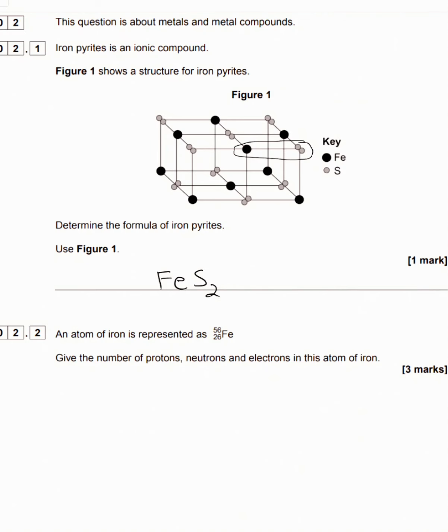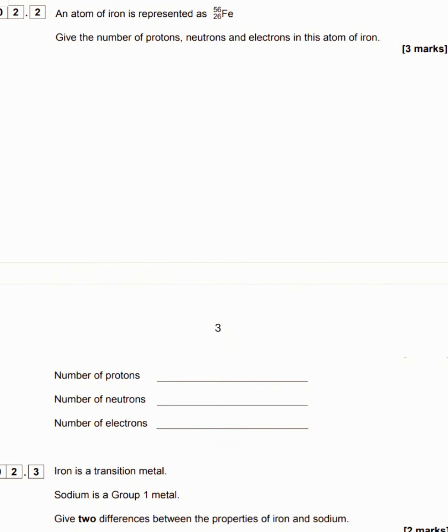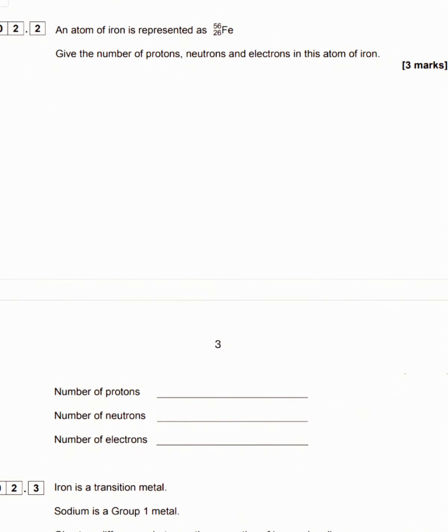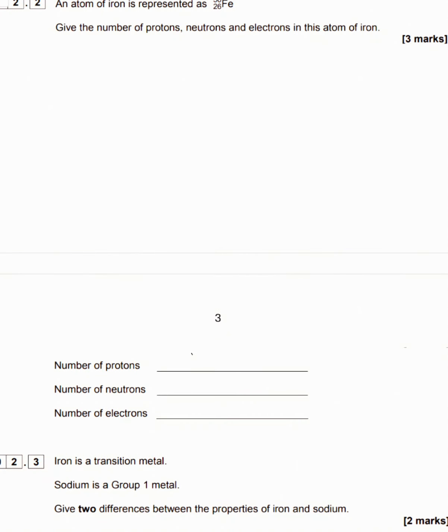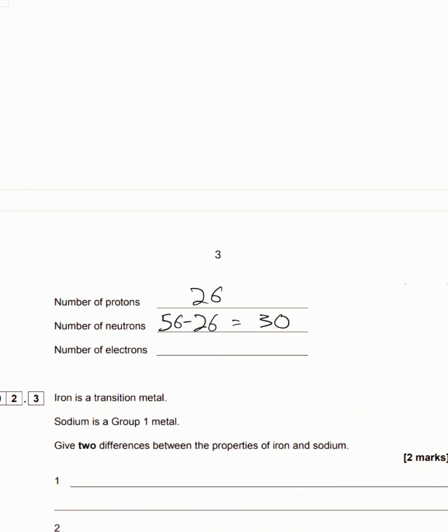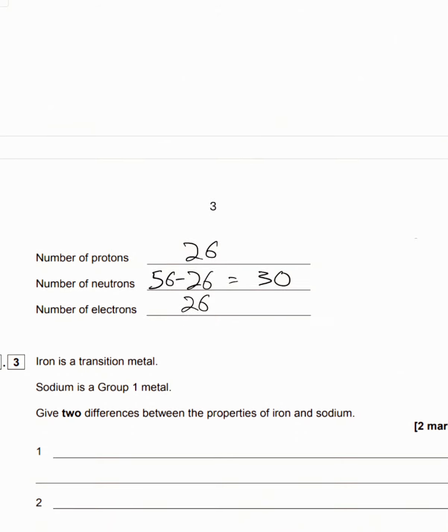It's a straightforward interpretation. We've got a simple atomic structure question where we've got iron 56. 56 is the mass number and 26 is the atomic number. So the number of protons is going to be equal to the atomic number of 26. The number of neutrons is going to be the mass number, 56, minus the atomic number, 26, which is 30. Don't need to show the working, but I'm showing it for completeness. And since this is going to be an atom, it means it's uncharged, so we need the same number of electrons as protons, because they're negative: 26.